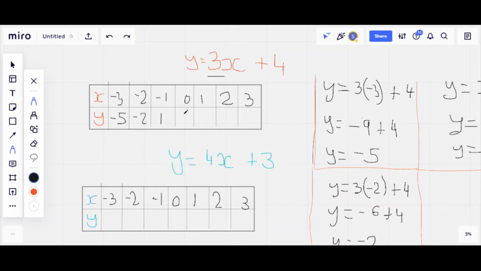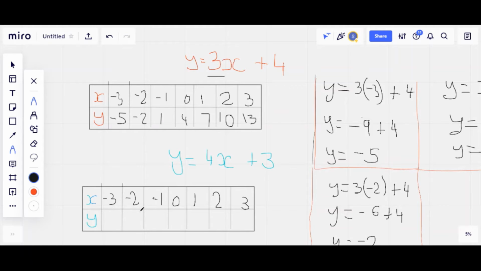So if we add 3 to 1, that'll give us 4. Then we add 3 to 4, that'll give us 7. Then we've got 10, and we have 13. So that's how we solve that.